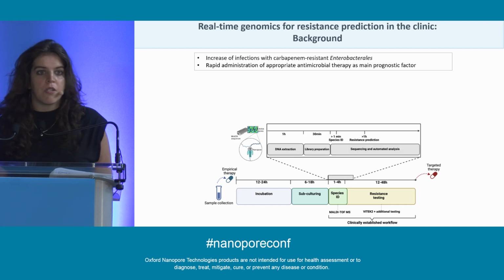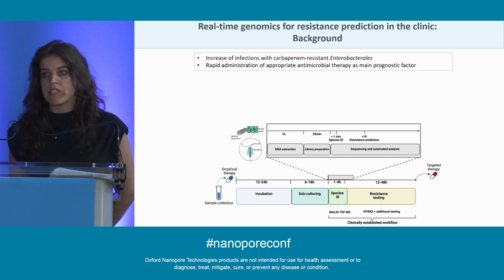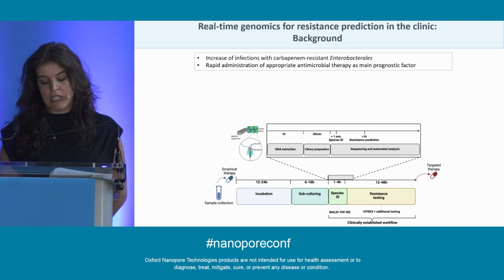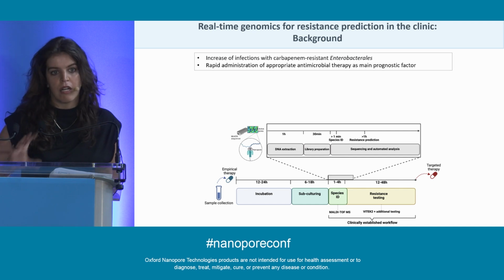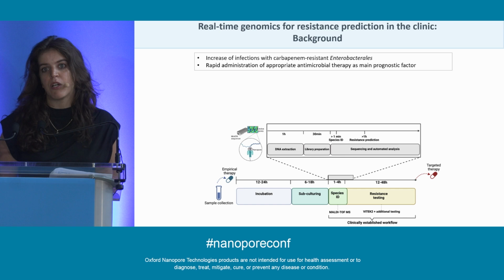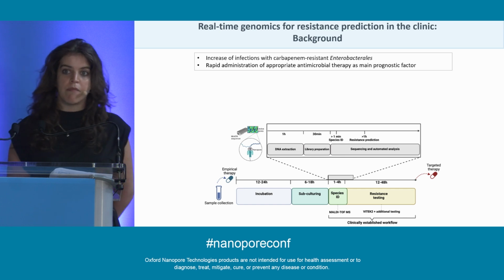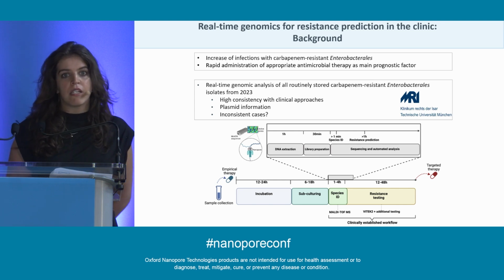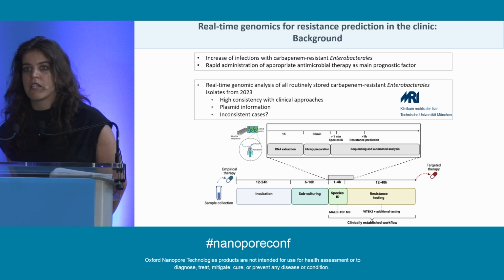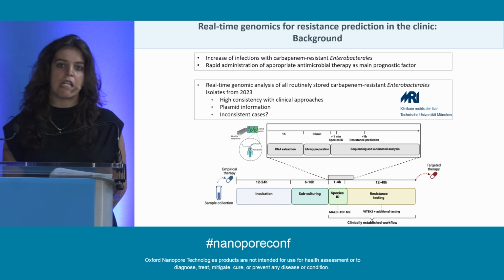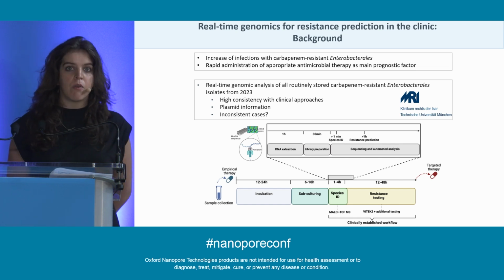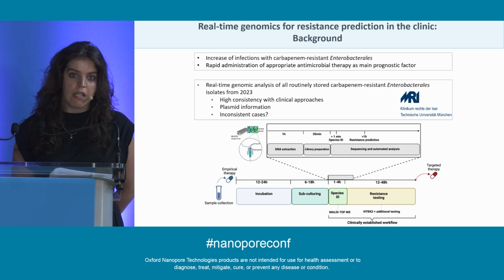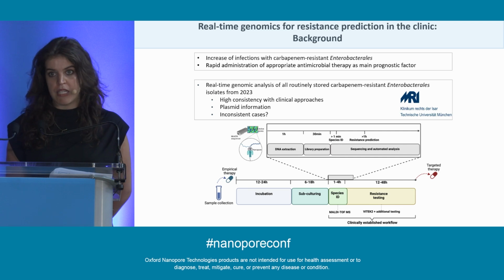In contrast, nanopore sequencing has the potential to overcome some of these limitations by offering real-time genomic information on antimicrobial resistance. However, the accuracy of these predictions still needs to be compared to the current established methods, which is why we're currently creating, at the University Hospital of Munich, a comprehensive catalog of all carbapenem-resistant Enterobacterales routinely collected in 2023, to compare the performance of nanopore sequencing with regard to turnaround time and information on resistance mechanisms to the current established culture-based approaches.